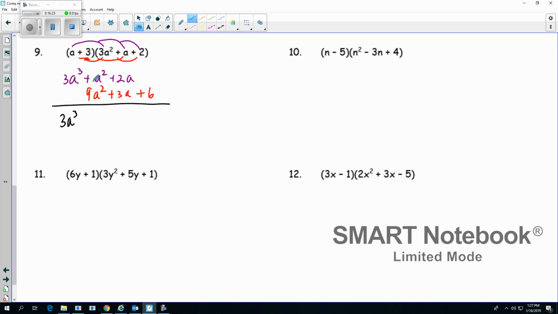Then here, you gotta be careful. So this actually has an understood 1 in front, right? So you have 1a squared, and then you have another positive 9a squared. So just add them together, so that's 10a squared. And then here you have 2a plus 3a, so that's going to be plus 5a. And then we don't want to forget about the plus 6 right there. And so that's my answer.